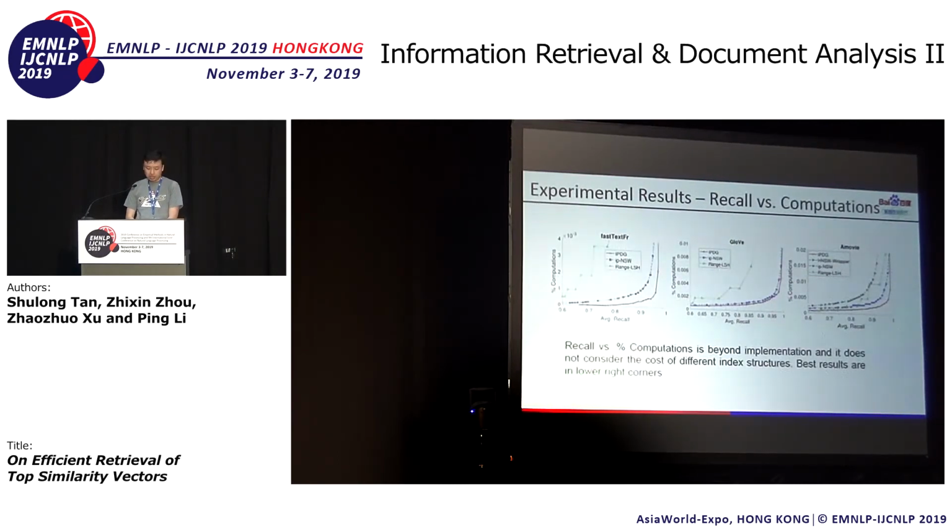This is another experiment. It shows the percentage of inner product computations required among all the data points. So if the curve is in the lower right corner, that means the method is better. In this experiment, we also show better performance than other methods.